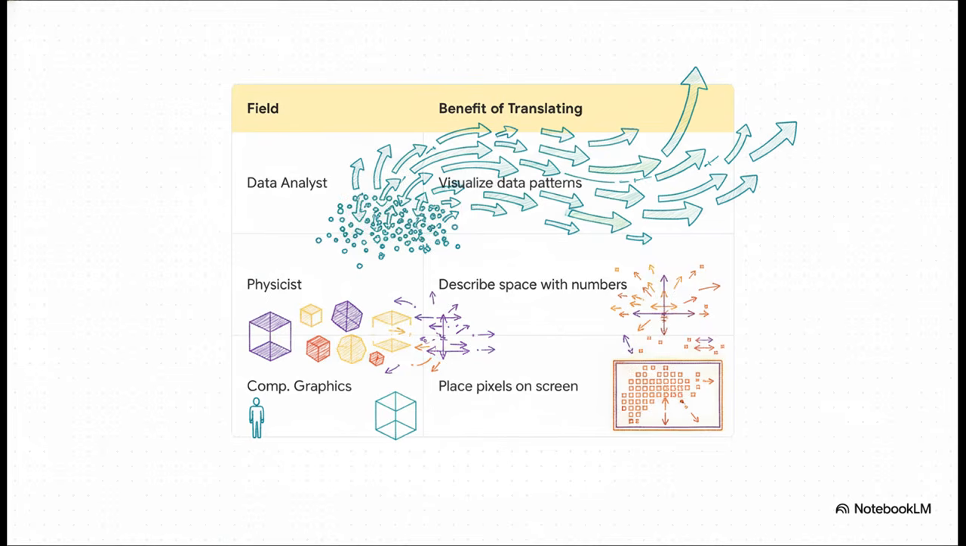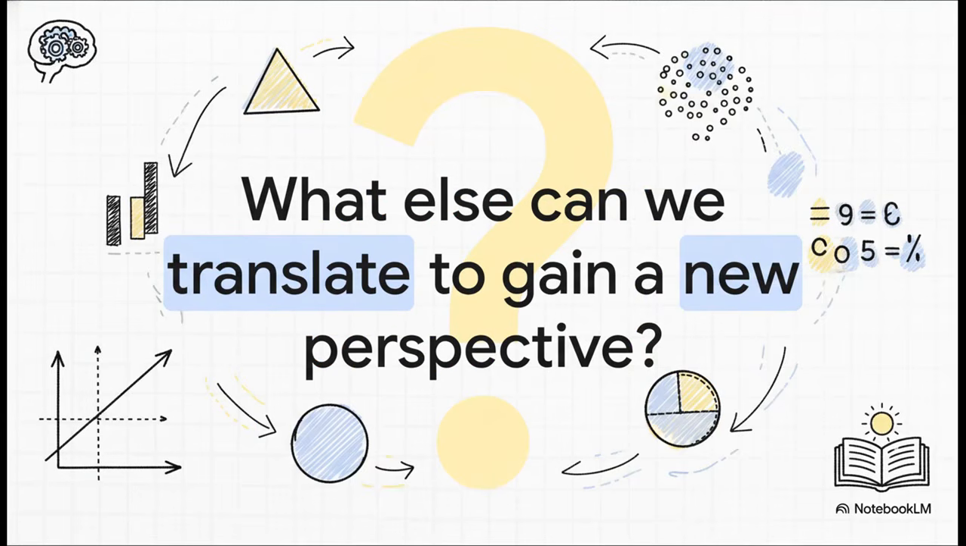And someone in computer graphics? They represent 3D objects as lists of numbers, so they can calculate exactly which pixels on your screen need to light up. And that kind of leaves us with a final thought to chew on. The core idea we've seen today is about translation, about shifting your perspective. It's incredibly powerful to be able to move between the worlds of geometry and numbers. So it makes you wonder, what other ideas could we understand in a completely new light if we just found the right way to translate them?